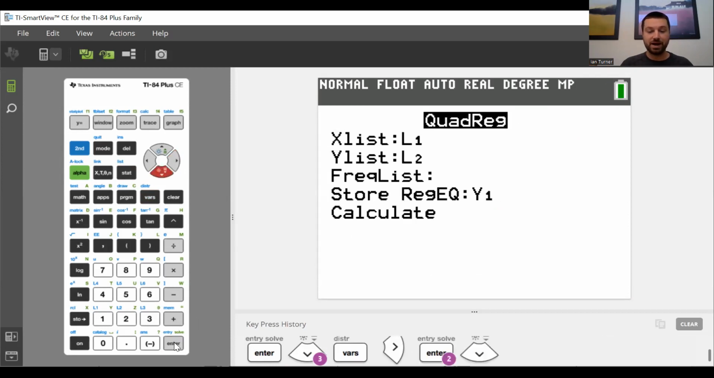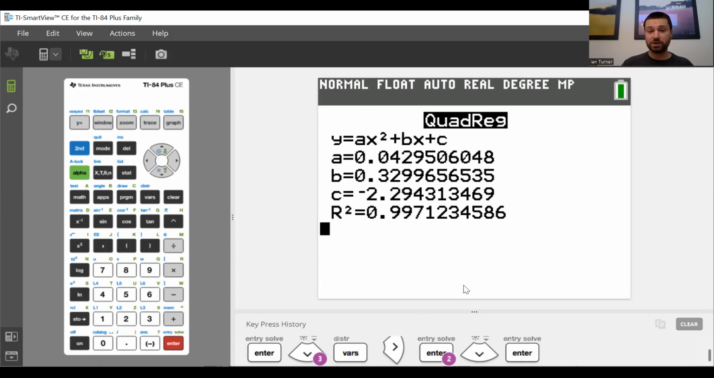Okay. Now it's going to calculate, and it's going to give us the equation, right? So it gives us this equation 0.04 x squared plus 0.33x plus negative 2.29. Okay, that's our equation. And then look at what they give us at the bottom. They give us an r squared, okay? We don't get a correlation value, but we get an r squared, which again tells us how accurate our predictions would be and how good the fit is.